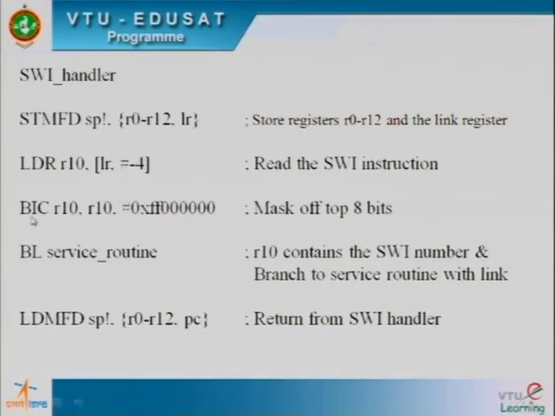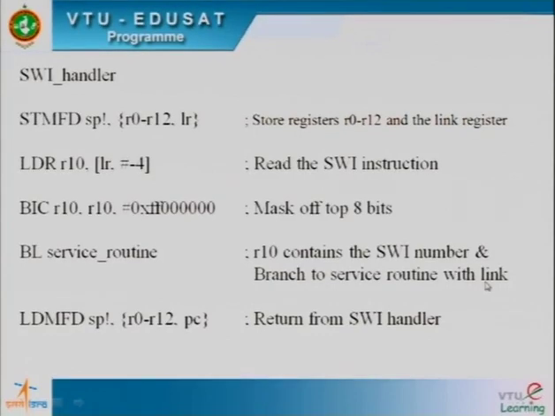Next is BIC, bit clear. If you remember, bit clear takes the NOT of the immediate value and then ANDs it with the R10 content. R10 content right now is the SWI instruction. In that SWI instruction it masks the upper 8 bits. That is the meaning of this instruction. So mask off the top 8 bits. Once this is masked off, the remaining bits give us the value of the SWI number. With the help of that number, BL service routine, branch with link, the service routine for this interrupt is called. The point to remember is R10 contains the SWI number and branch to the service routine with link happens.